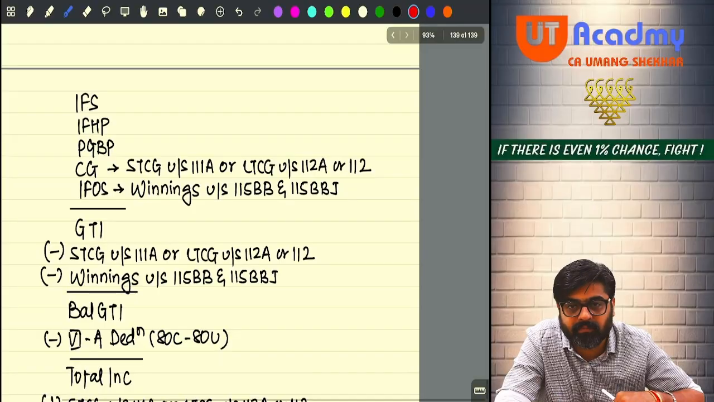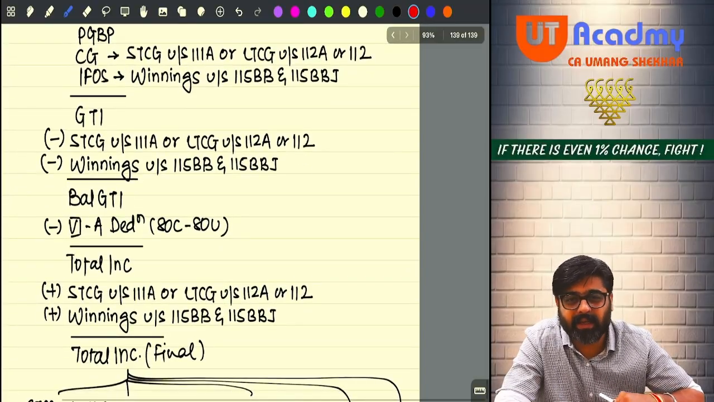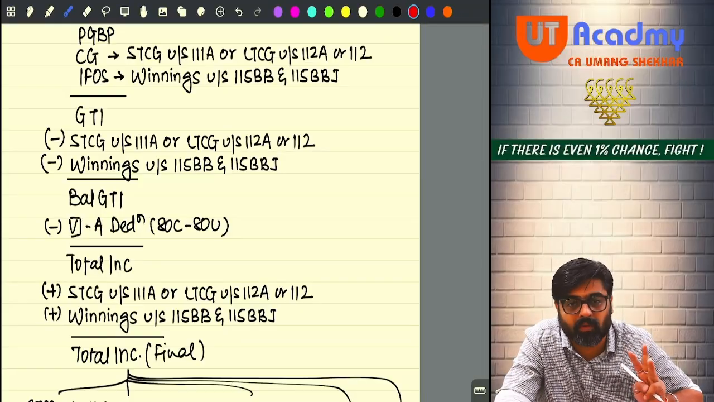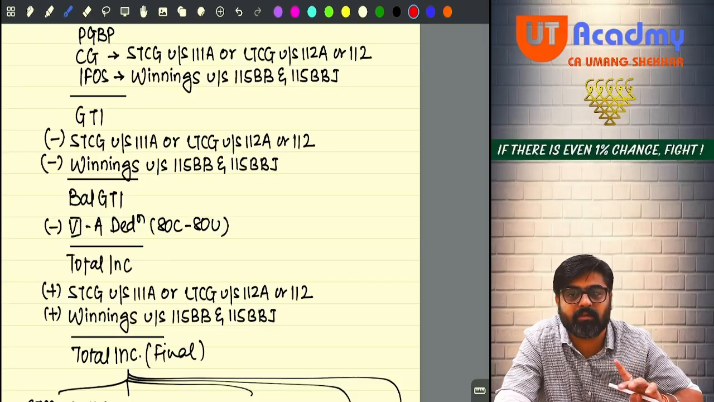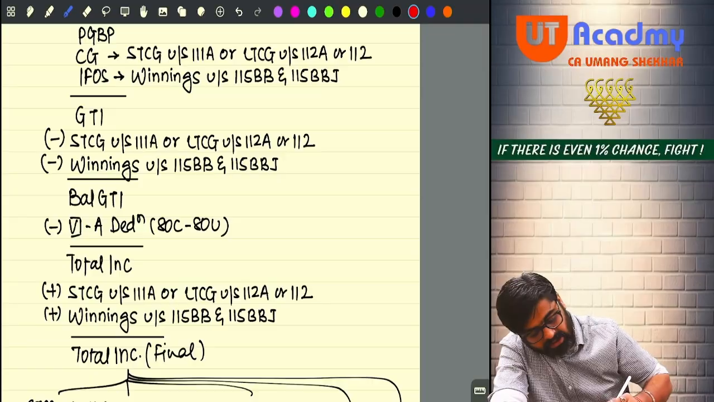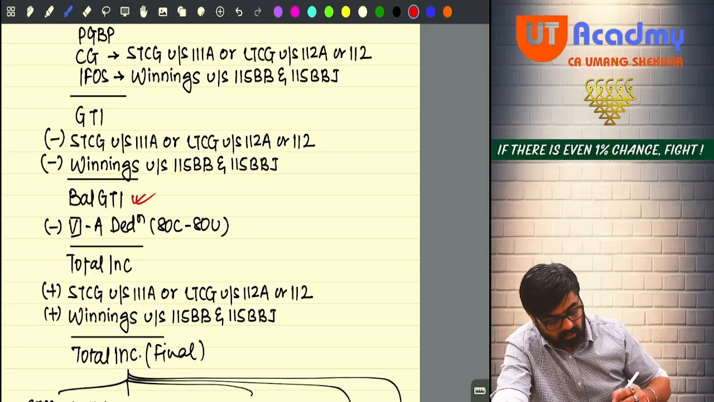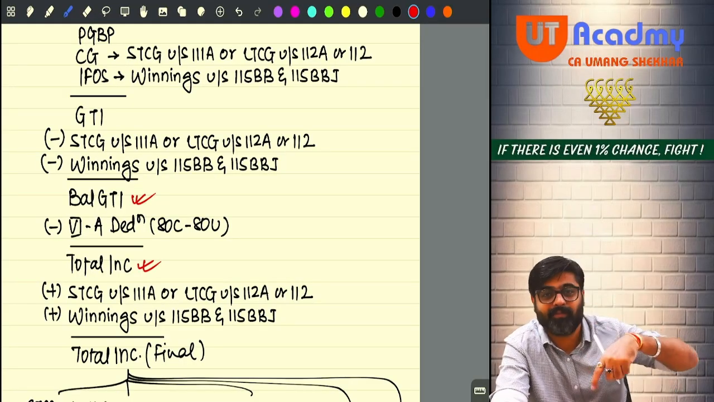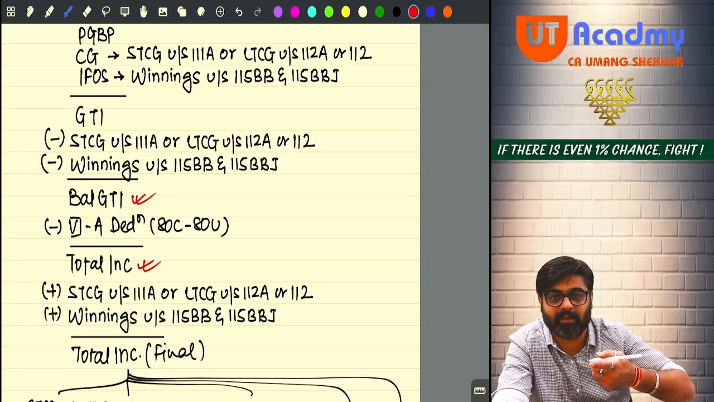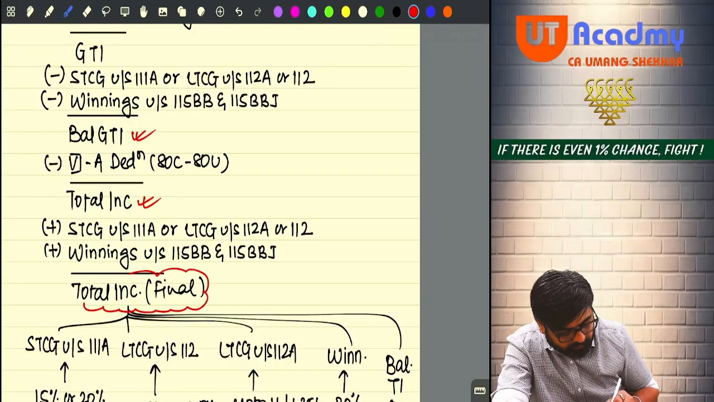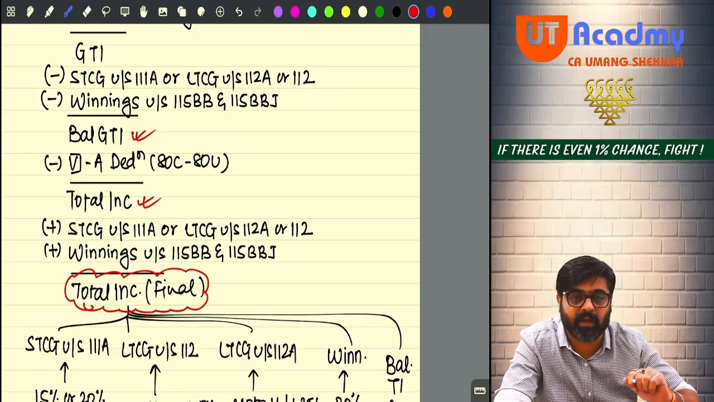Calculate 5 heads of income. You will get GTI. In your GTI, whatever short-term gain 111A is there, long-term gain 112 or 112A is there, and winnings income are there, from your GTI, separate these incomes, because from these incomes you are not going to get chapter 6A deduction. Claim the chapter 6A deduction from your balance GTI only, to get the amount of total income. But in that total income, you will have to show your short-term gain, long-term gain and winnings. Yes or no? So again add them and you will calculate the total income. This is the final figure of your total income.